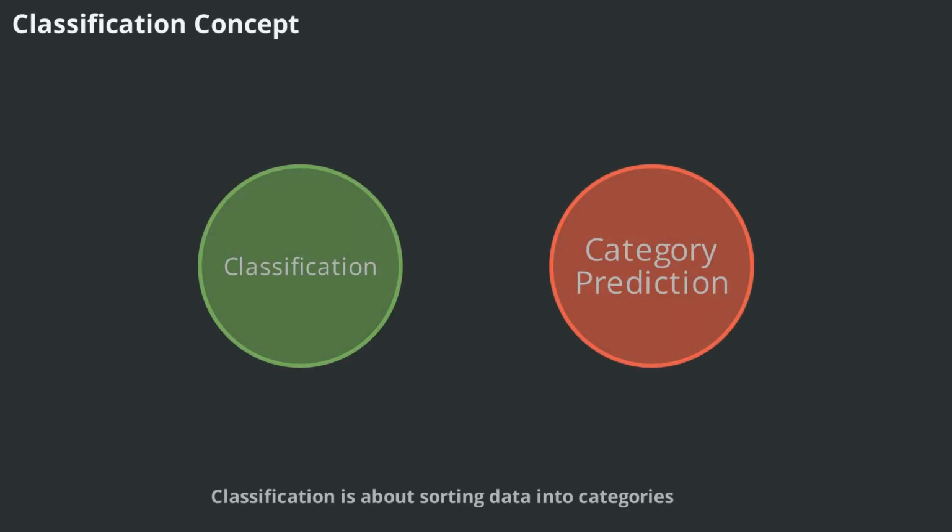Classification is about sorting data into categories. The model learns from labeled examples and predicts which category new data belongs to. This is essential for tasks like spam detection, image recognition, and medical diagnosis.